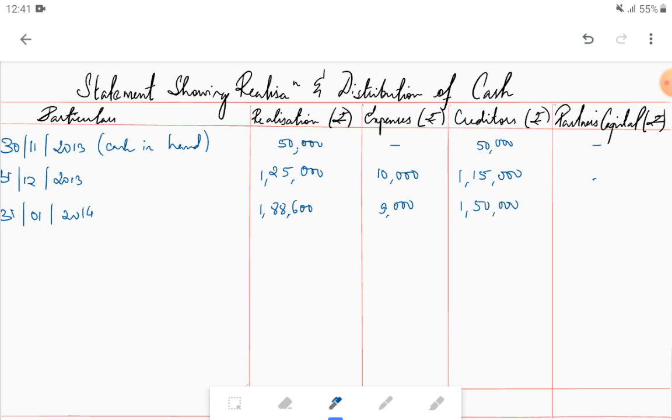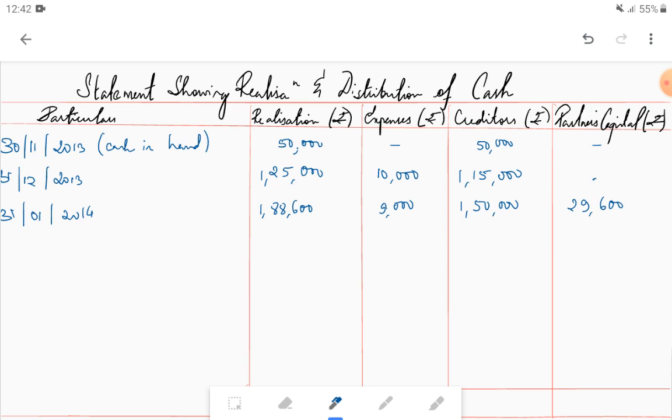Okay, so out of 1,79,600, if we are using 1,50,000 to pay off our creditors, so the balance that you're having, rupees 29,600, is what we are going to give to our partners. Okay, 29,600 is going to go to our partner's account for paying the liabilities of your partners. Okay, so I hope this is clear.